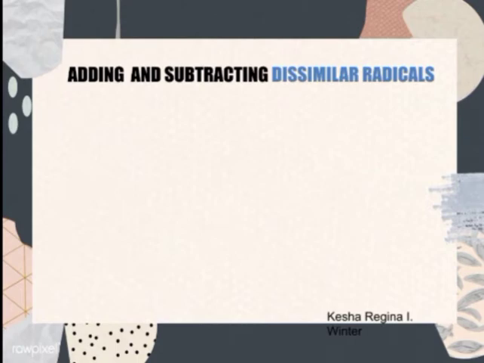Now let us proceed on adding and subtracting dissimilar radicals. If the radicals are dissimilar, sometimes we need to simplify the radical expression first to make them similar. Then perform the operations by applying the rule in adding and subtracting similar radicals. First example, the square root of 50 plus the square root of 32.